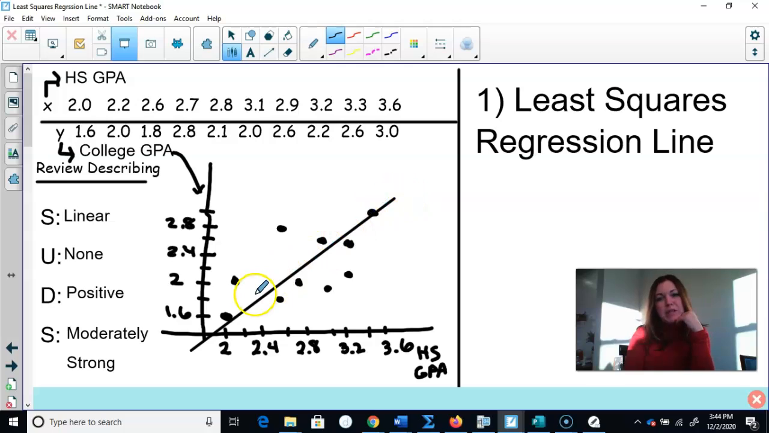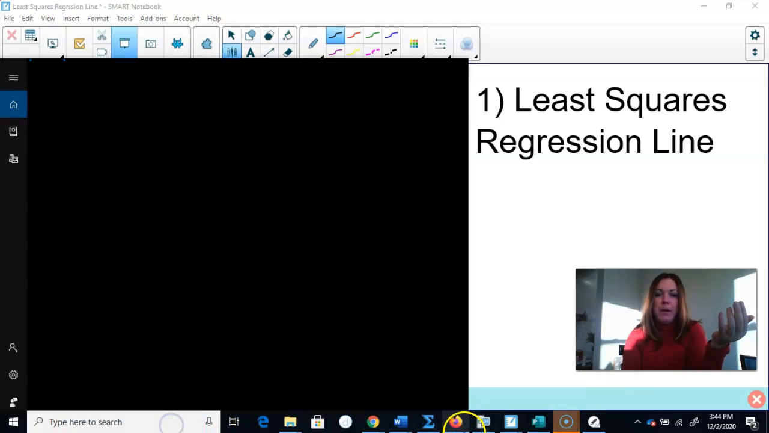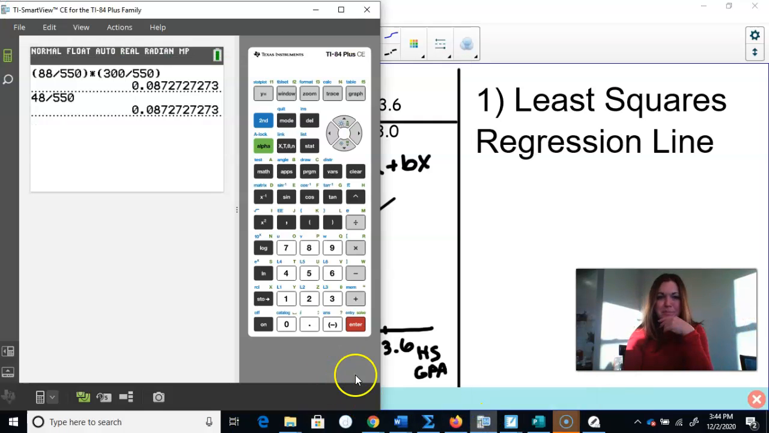In algebra, you knew this line as y equals mx plus b. In statistics, we call it y hat, which means our predicted y, because we use this line for prediction. Y hat is equal to a plus bx. Okay, in order to find this line, where a now is our y-intercept and b is our slope, we need to go to our graphing calculator. So get that graphing calculator out now.